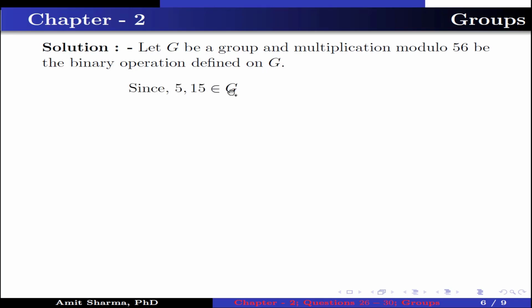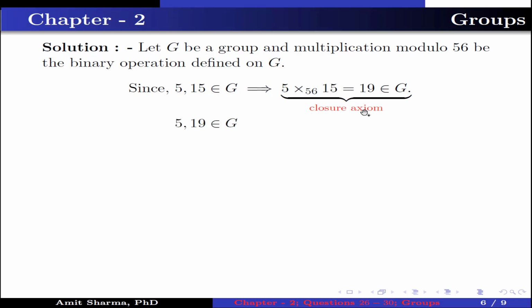Since 5 and 15 belong to G, this implies 5 under multiplication mod 56 into 15 is equal to 19. Why is it so? Because 15 multiplied by 5 is 75. When we divide 75 by 56, it gives remainder 19. This belongs to G. Why is it so? Because of the closure axiom.